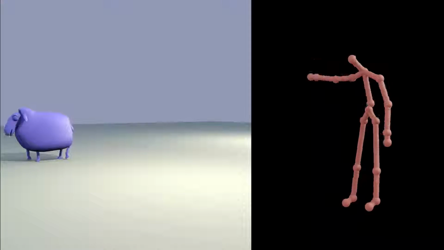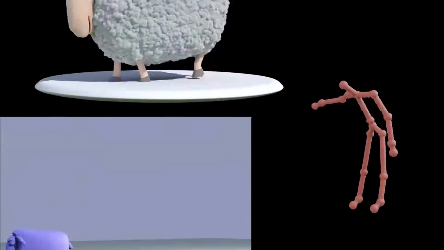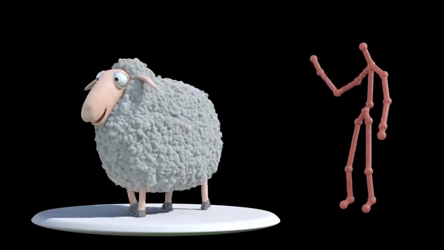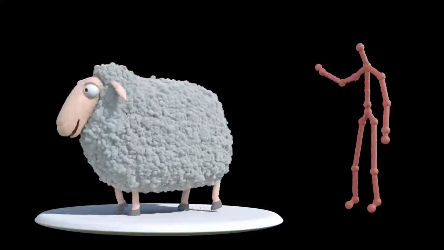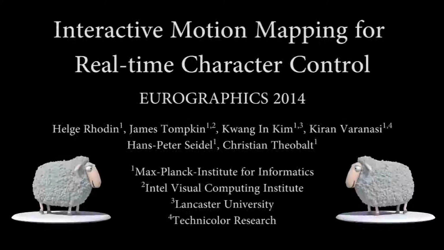In conclusion, our method supports interactive motion mapping with few correspondences for real-time character control of arbitrary shapes and motions, and, in doing so, provides new ways to control characters for real-time animation.